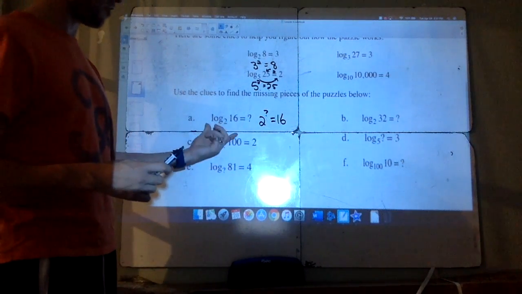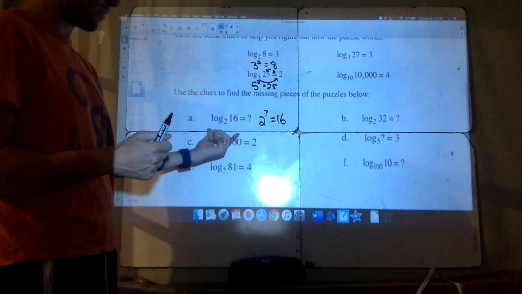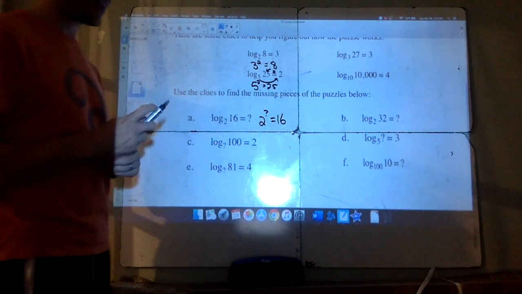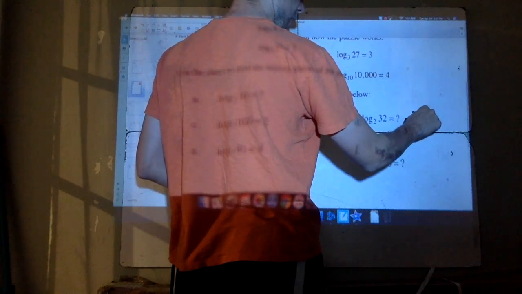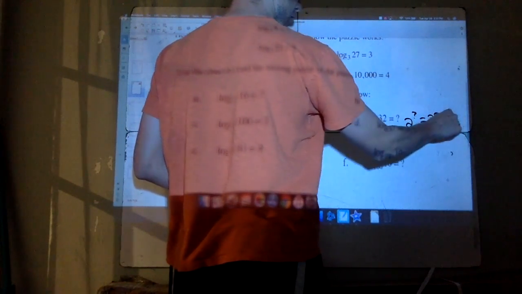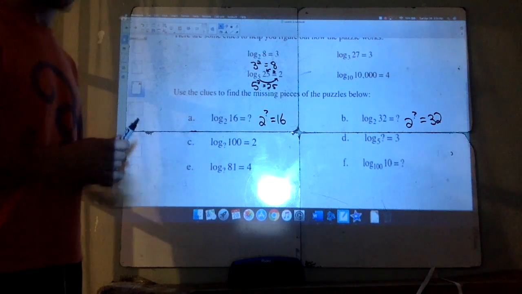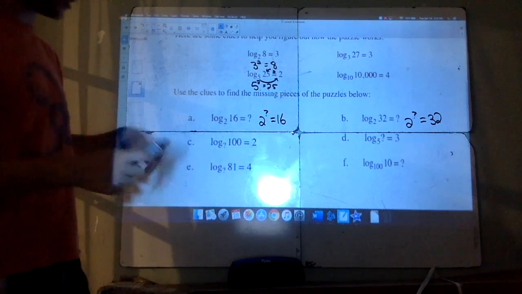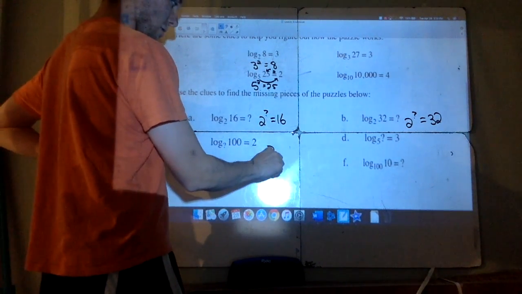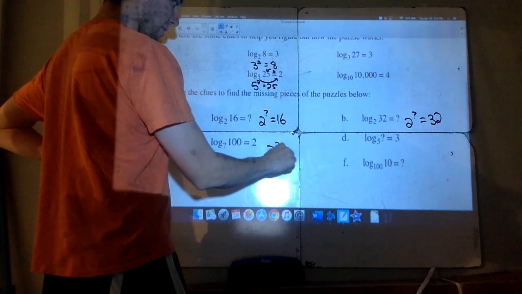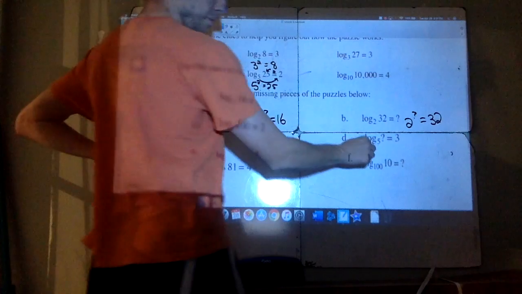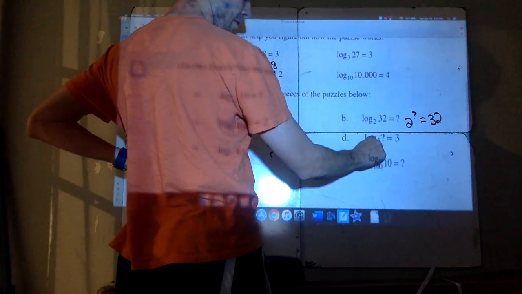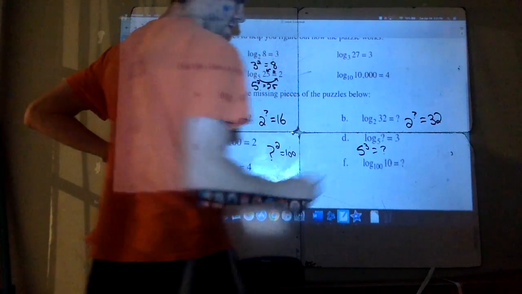I changed it from log back to an exponent. Here, 2 to what power gives us 32. Here, our question mark is the log. What to the 2nd power equals 100. Here we have 5 to the 3rd power equals question mark.